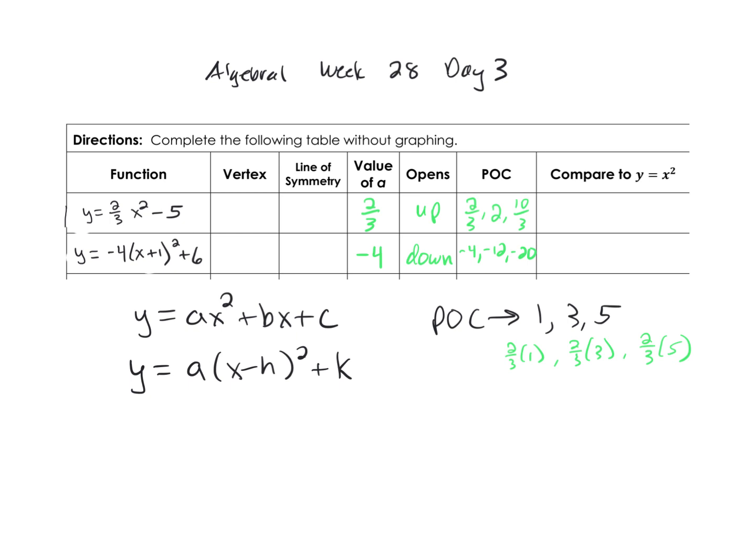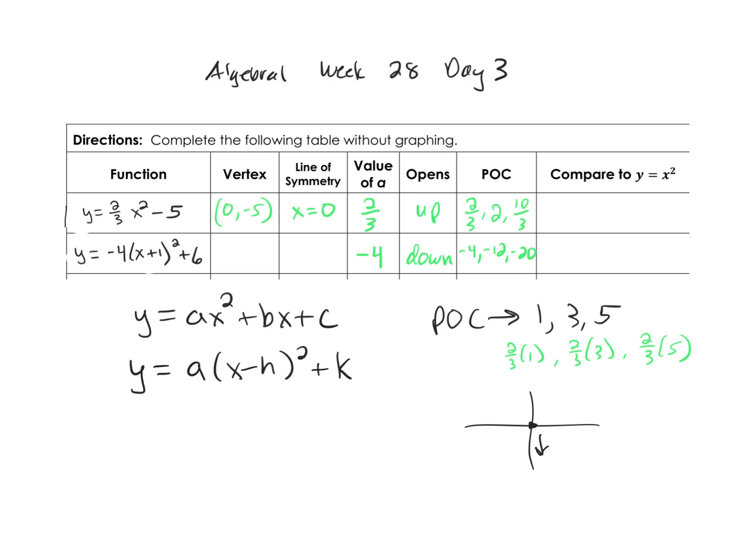All right, let's look at the vertex. For this one, the -5 tells me that I'm going to shift down 5 units from the origin. So if I do that, thinking of my XY graph, this is the origin. If I go down 5 units, I would be at the point (0, -5). The line of symmetry has to go through this point, which means for this particular problem, it would be x equals 0.